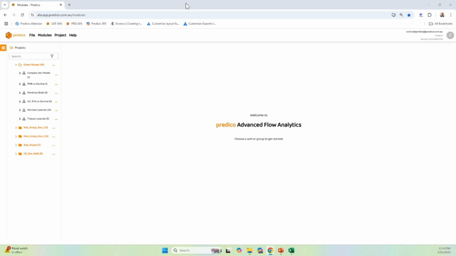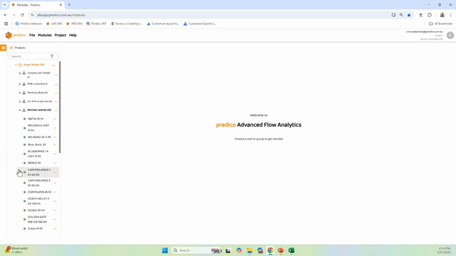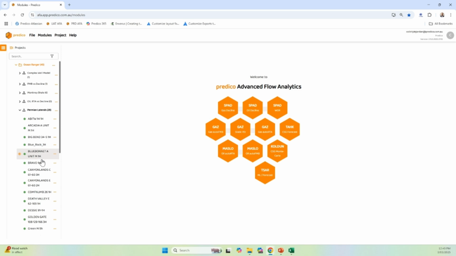Good afternoon. We are going to look at some of the workflows associated with our group runs and automation. We originally did a group run of 45 wells, a combination of oil and gas wells, shale, tight gas, Permian, Triassic, etc. To begin, let's take a look at our first well, Blue Bonnet A, and we're going to compare some of the workflows between RTA and oil decline.